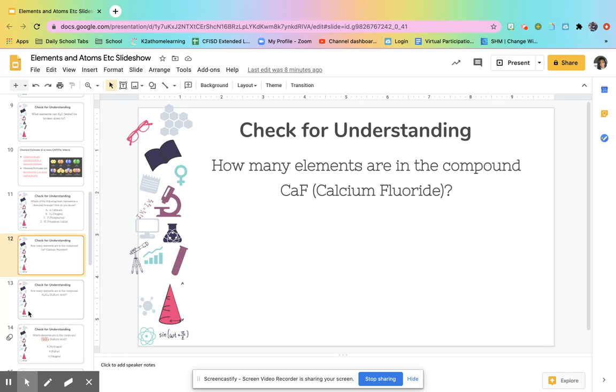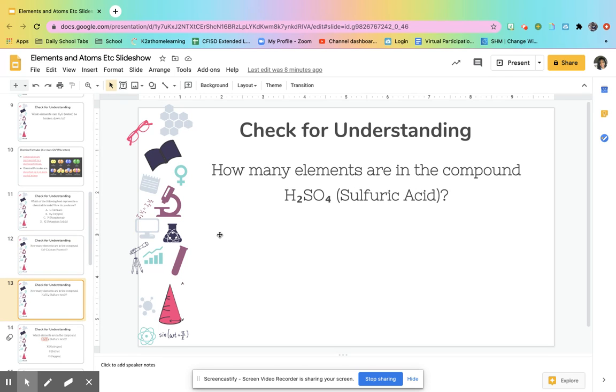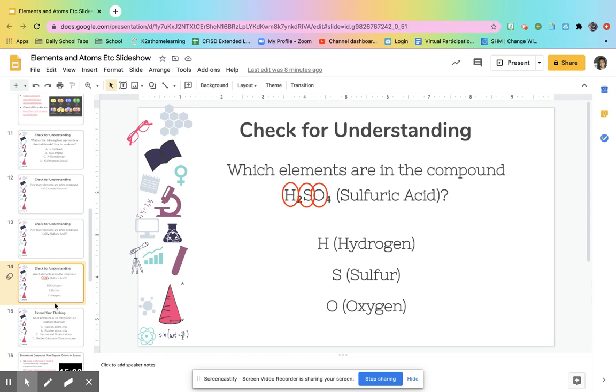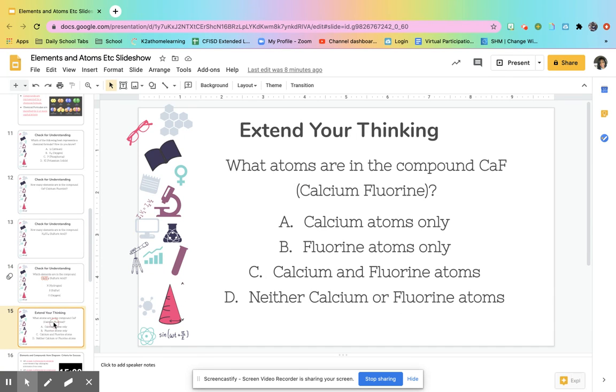The next question I have for you is how many elements are in the compound calcium fluoride? And then how many elements are in sulfuric acid? And here is the answer in case you didn't know.